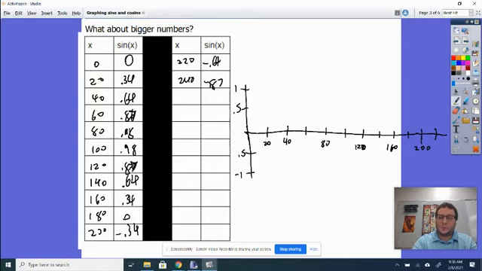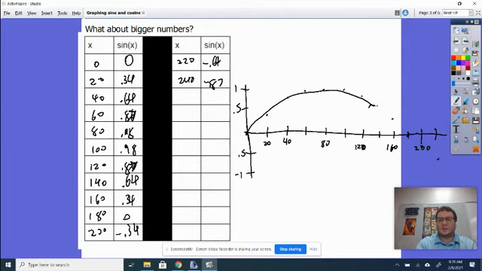20 is going to be at 0.34, so right about here, and then here, and then here-ish. 80 is at 0.9. Starts dropping down again. 140 is at 0.64. 160 is at 0.34, 180 is 0, and then it seems to go in the same numbers, but negative. So right about there. Okay. And now we can see that curve a little better.